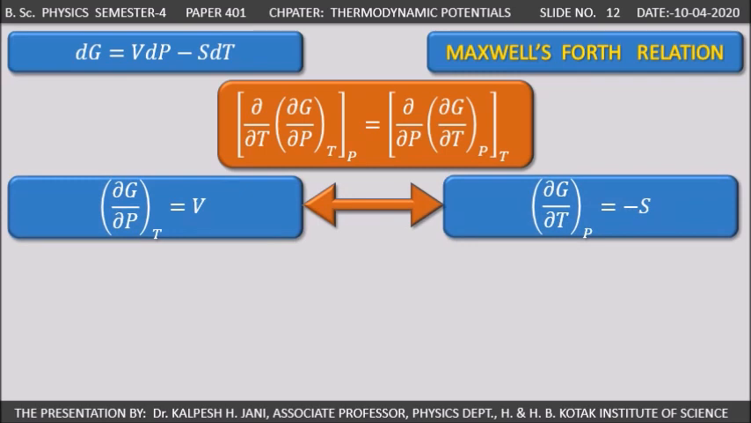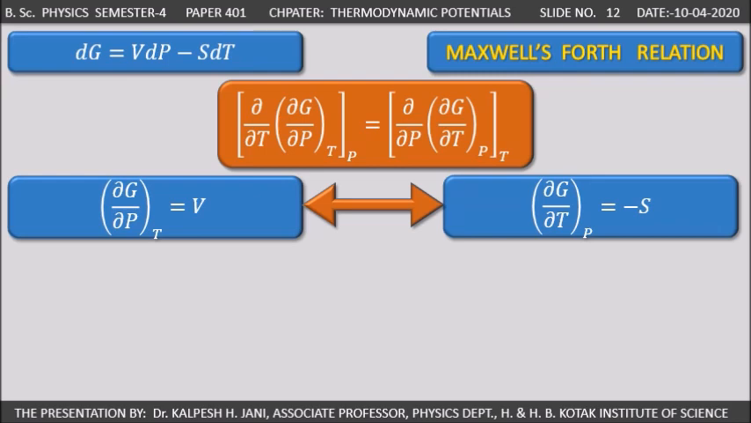First we shall differentiate G with respect to P while keeping T constant, which is nothing but capital V, and on the right side we differentiate G with respect to T, del G by del T at a constant pressure, which is nothing but minus S. We shall further proceed to take the second order differentiation of these two equations with respect to the next variable.